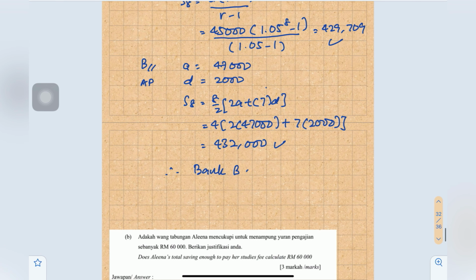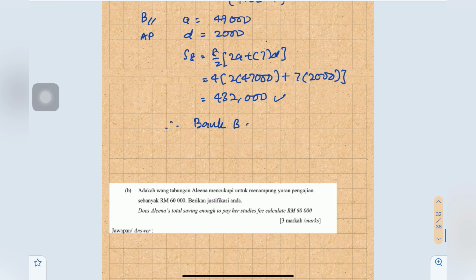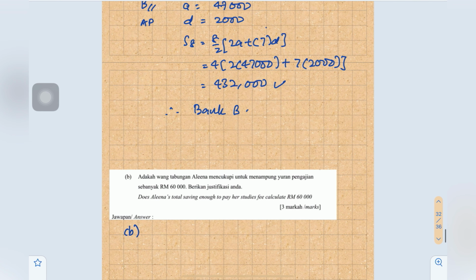Question B. Does Alina's total saving enough to pay her study fee, which is 60,000 ringgit? So we have to calculate, earlier she wanted to save 15%. So for B, we take the 432,000 times 15 over 100%. This equals 64,800. So more than 60,000. So enough. So yes.